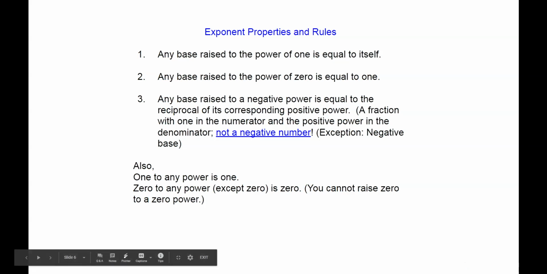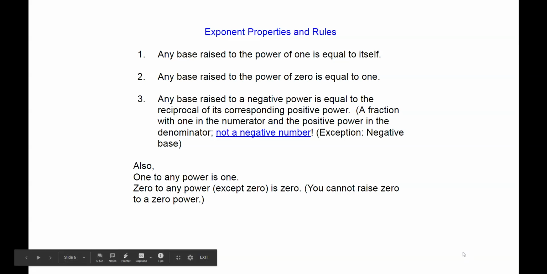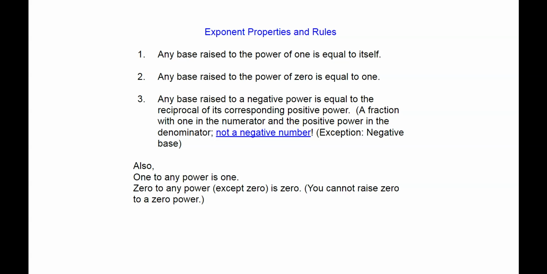From the patterns discovered on the previous slide, we now have exponent properties and rules. Use this slide to help with your work. You now know that any base raised to the power of 1 is equal to itself, any base raised to the power of 0 is equal to 1, and that any base raised to a negative power is equal to the reciprocal of its corresponding positive power.